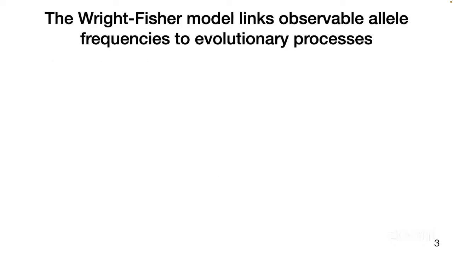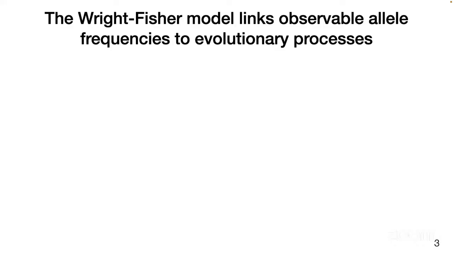Okay. So as a broad overview, we're interested in evolution, and we want to learn things about what's happening in terms of evolution. And in order to do that, we need to be able to link these things that we care about to things that we can actually measure and observe. And the Wright-Fisher model is this workhorse of population genetics that links observable quantities to evolutionary parameters.